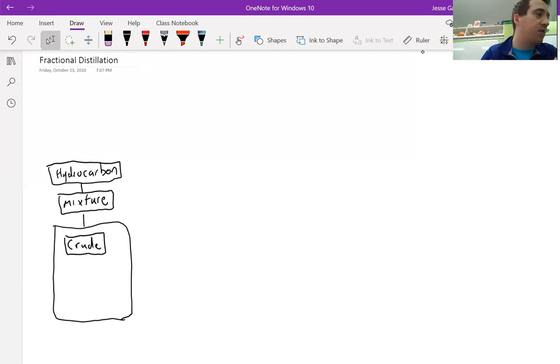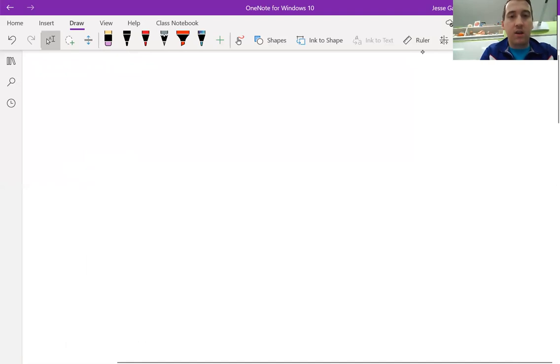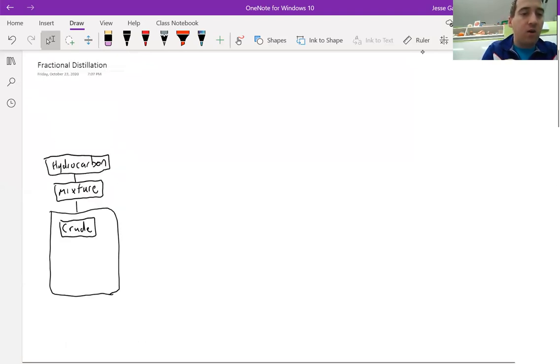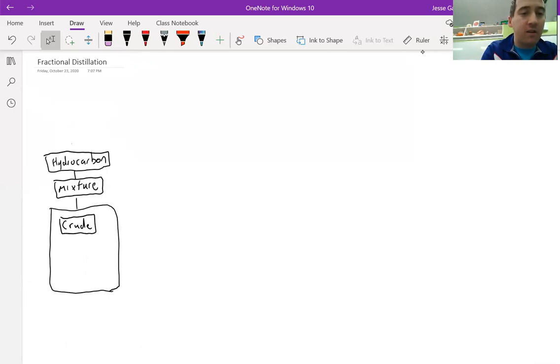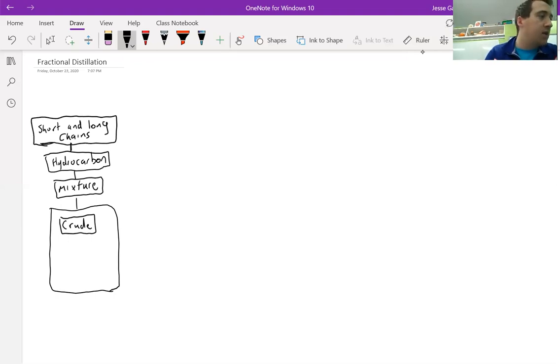Now, what are the differences between the different hydrocarbons? Well, it's all got to do with the size of the molecule. And when we're talking about sizes of the molecules of hydrocarbons, what we're really referring to is the length of the chain. So we've got short chain and long chain alkanes, so short and long chains. And the chain we're referring to is just a molecule and the amount of carbons in a molecule. Okay, so for example, this here represents a quite long chained alkane. This is long.